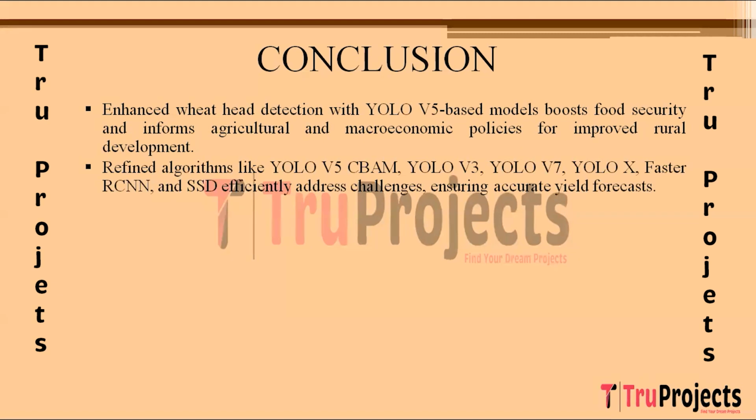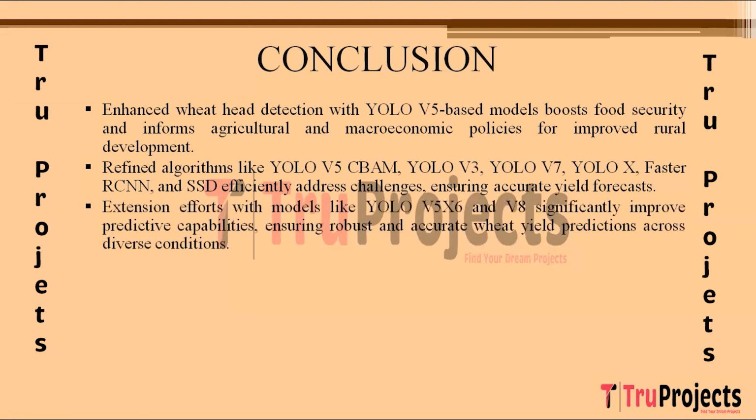So the project introduces and refines multiple algorithms including a YOLOv5 based model integrating separable convolutions to overcome complexities such as overlapping plants, image noise and variations in wheat appearance, YOLOv5 CBAM, YOLOv3, YOLOv7, YOLOX, Faster RCNN and SSD, employing advanced computer vision techniques. Rigorous evaluation and comparison of these algorithms demonstrate their effectiveness in addressing challenges of wheat head detection, achieving a balance between accuracy and efficiency.